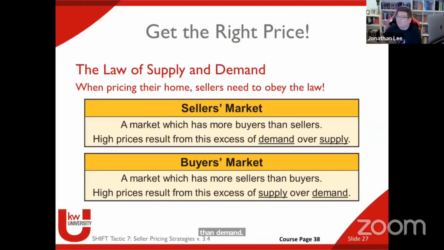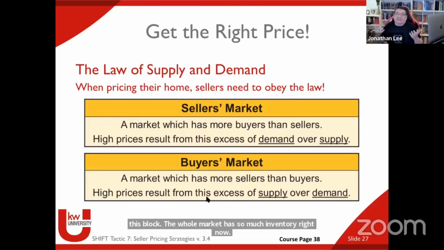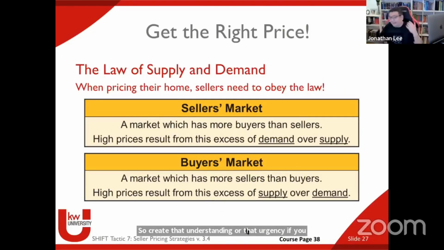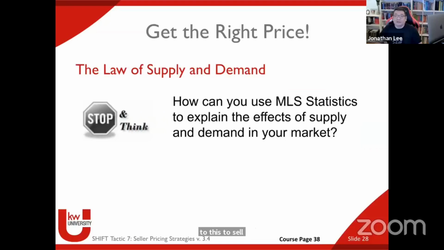This is something that you need to put in your information kit for that location, and you need to justify it by showing there's inventory in this block, that block, this block. The whole market has so much inventory right now. So create that understanding or the urgency. If you don't price correctly, you are not able to sell fast enough to achieve your goal.